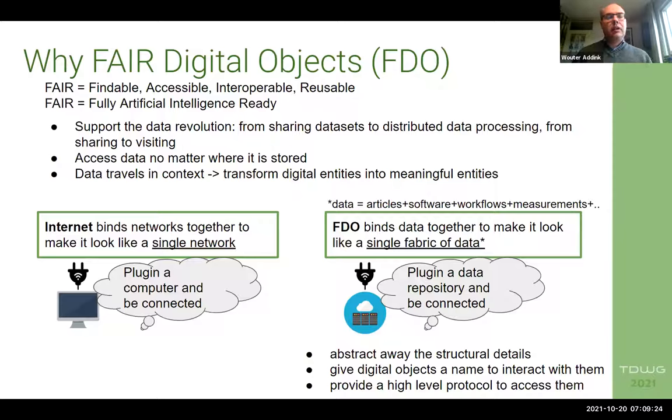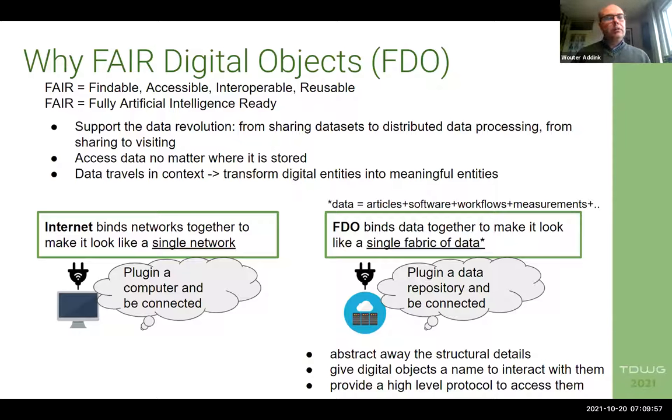As data travels, you always need to have the context about the data. We want to transform these digital entities into meaningful entities, meaning that we want to add metadata that describes the entities, describes the type, but also describes the provenance when the data is transformed and used by systems, et cetera.